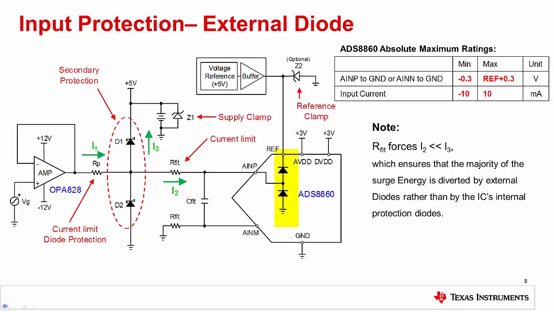First, the internal ESD diodes help to protect against the electrical overstress as long as the input current I2 is limited to be less than the absolute maximum rating of plus-minus 10 milliamps. The resistor R-filter will limit this current. Strictly speaking, these diodes will not turn on until the absolute maximum voltage rating of 5.3 volts has been exceeded. However, exceeding this voltage rating by a small amount is generally not an issue as long as the input current is limited to be less than plus-minus 10 milliamps.